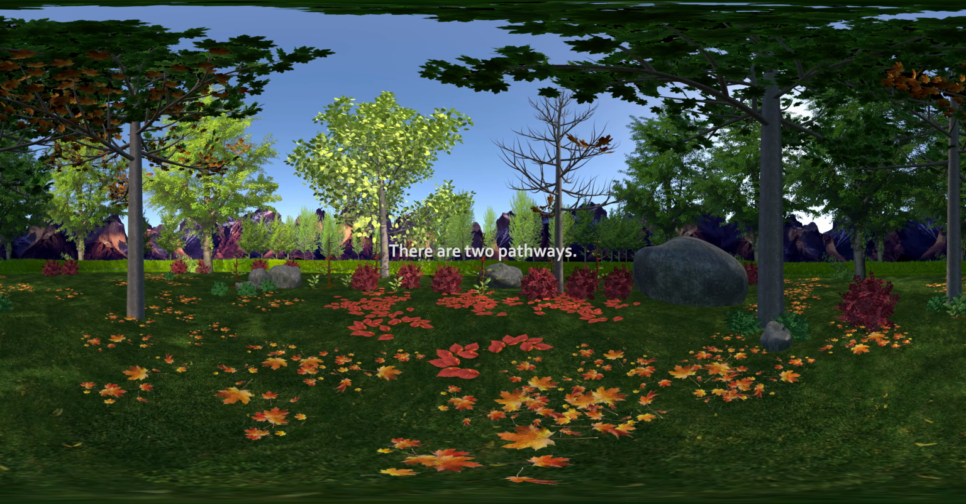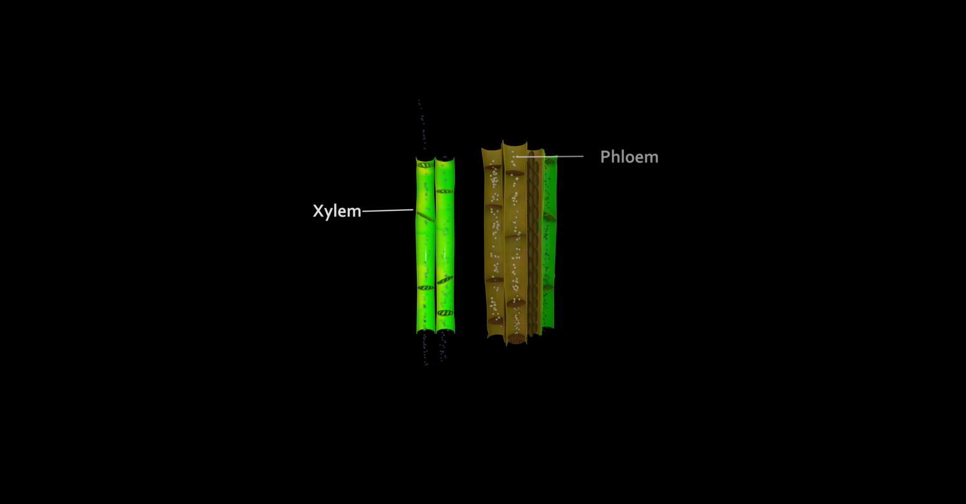There are two pathways. 1. Xylem for conducting water and 2. Phloem for transport of food.